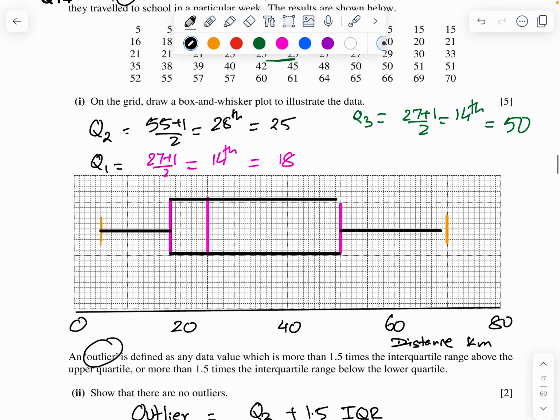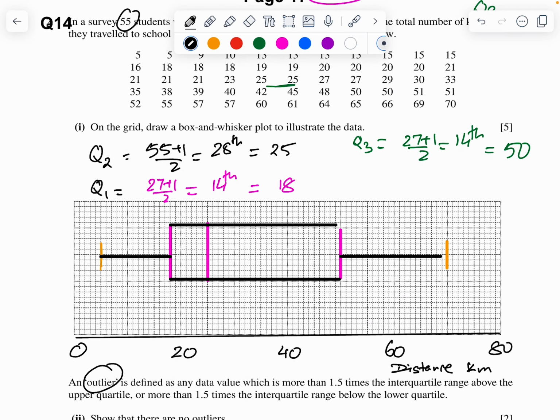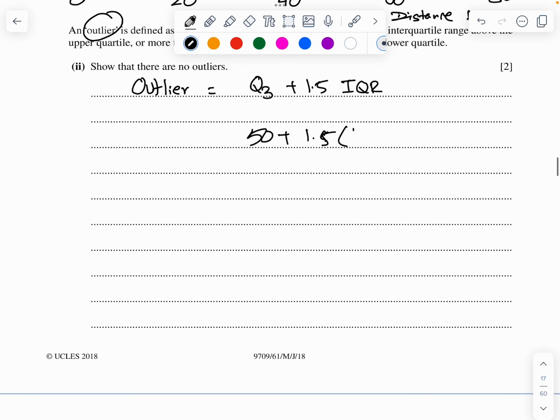What is IQR? Q3 minus Q1, 50 minus 18. So 50 plus 1.5 times of 50 minus 18, which is nothing but 98. Is there any value more than 98? So no outlier.